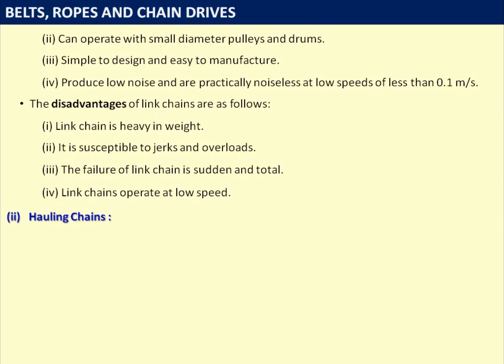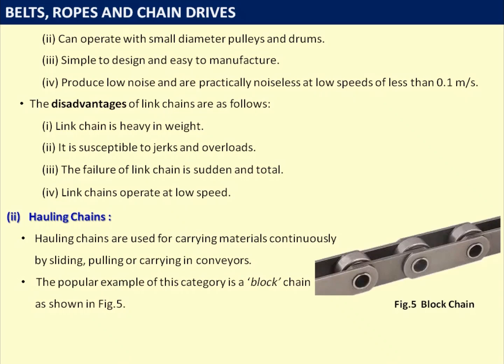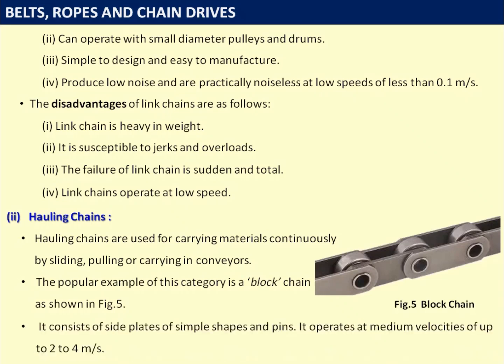Now let us see the second type, hauling chains. Hauling chains are used for carrying materials continuously by sliding, pulling or carrying in conveyors. The popular example of this category is a block chain as shown in figure 5. So this figure shows the block chain. It consists of side plates of simple shapes and pins. It operates at medium velocities of up to 2 to 4 meters per second.